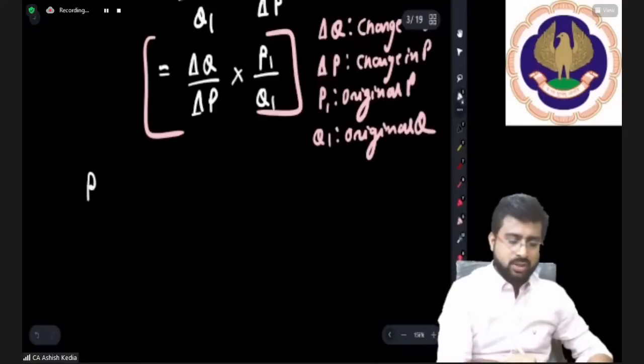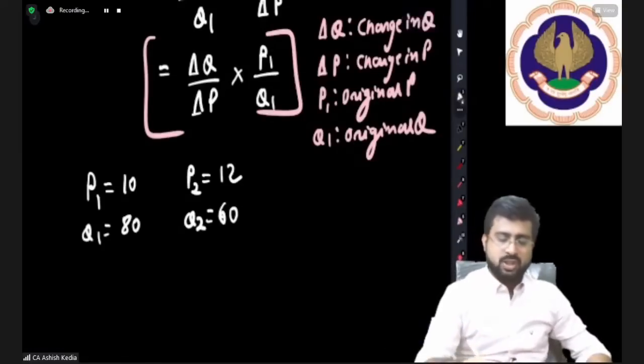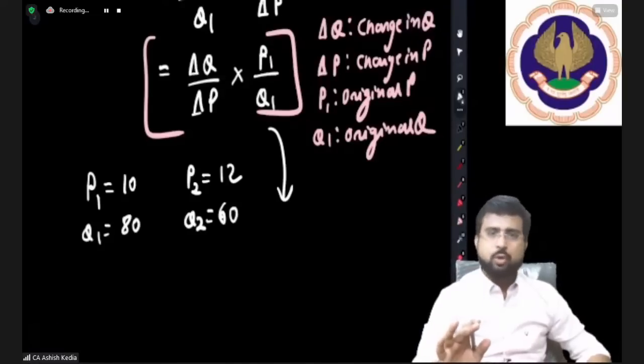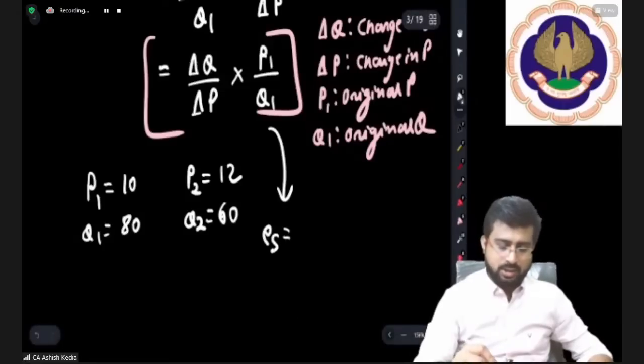So see how we can use this formula. Suppose the original price was 10 rupees. The price has risen to 12 rupees. The original quantity was 80 units. Now the new quantity is, let's say, 60 units. So how can you use this formula instead of the old one? Both are the same only, so don't need to panic.